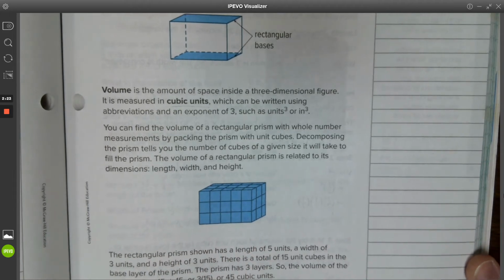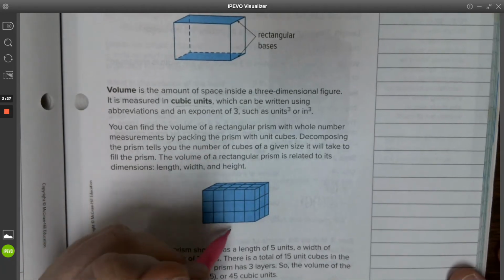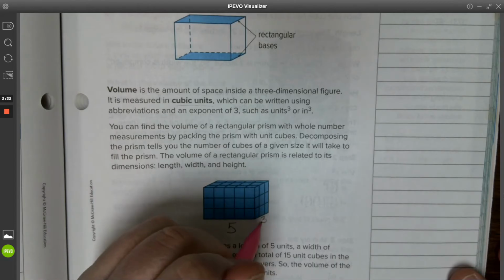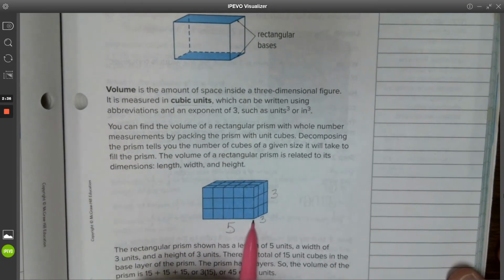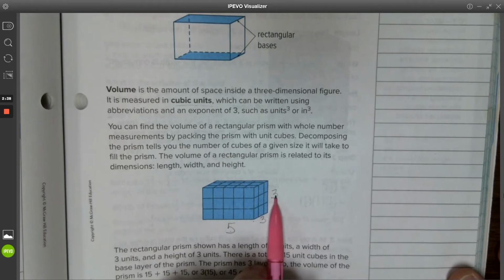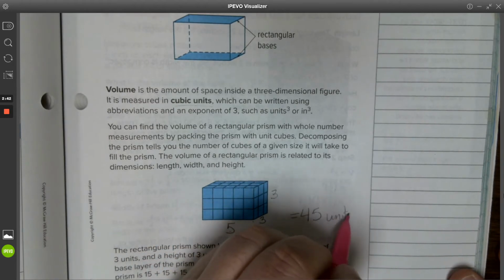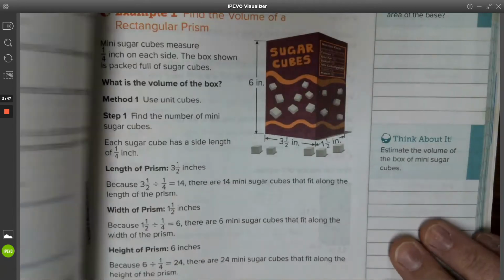So instead of counting all the cubes, we simply can take the length times the width, which is 3, times the height, which is 3. 5 times 3 is 15, times 3 is 45. So that's how we find the volume of that prism.